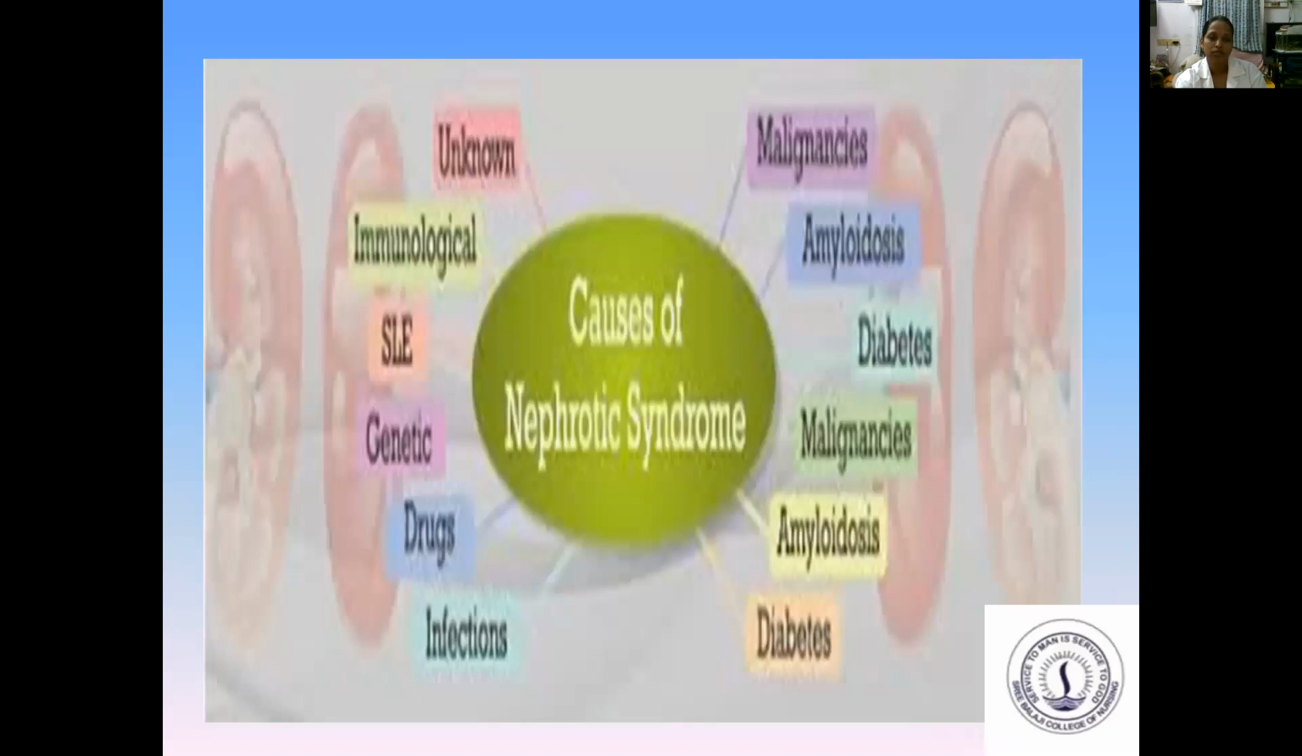So the causes of nephrotic syndromes are usually unknown, maybe immunological, and SLE, that is systemic lupus erythematosus, maybe genetics, drugs, infections, diseases like diabetes, amyloidosis, malignancies, and so on. So these are certain causes for nephrotic syndrome.